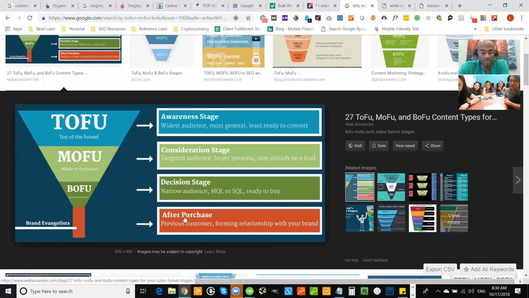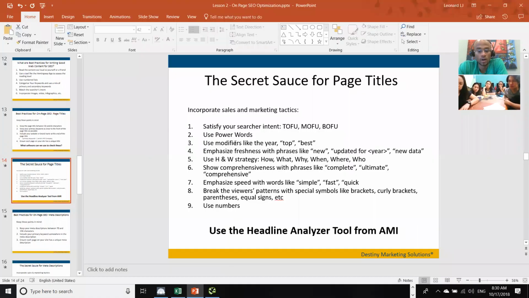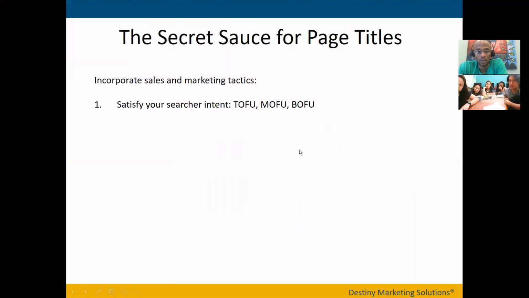So I won't get into the after purchase part here, but the reason why I'm sharing this, guys, is that for each stage of this funnel, you want to have different types of content. And I'll share, in the guide that I share, more detail about that. And then that's going to trickle all the way down to the type of page titles that you use for your content.